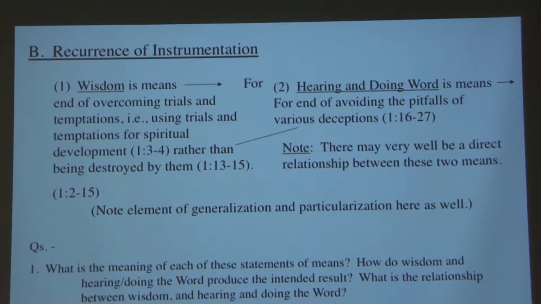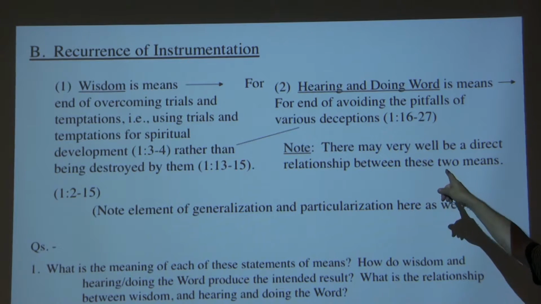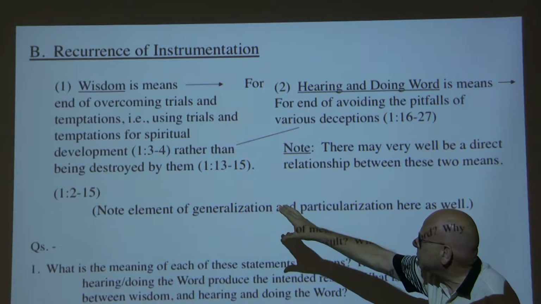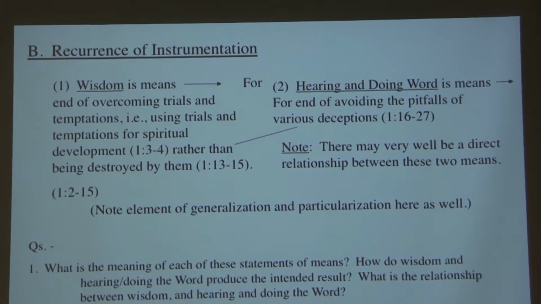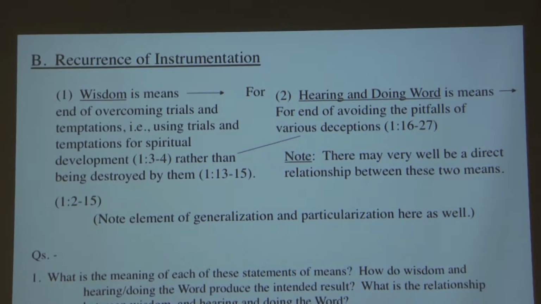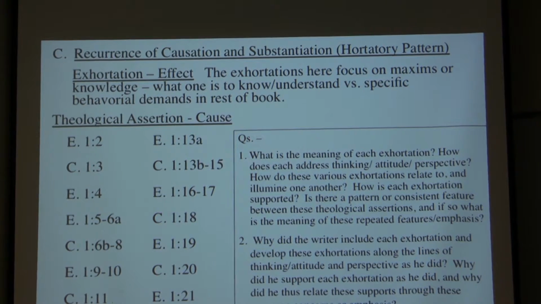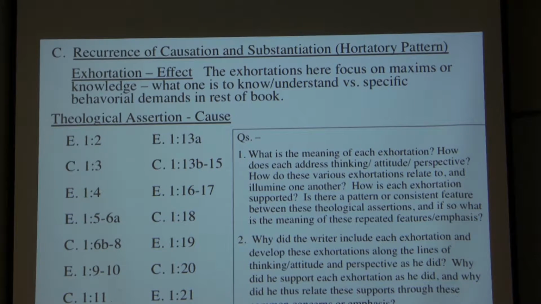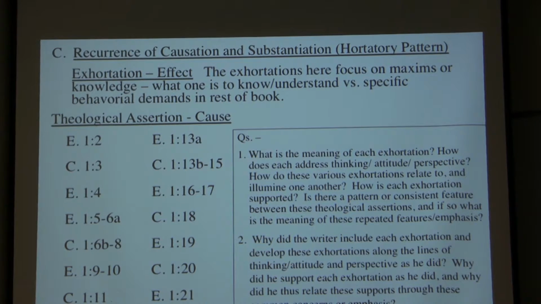Then, of course, hearing and doing the Word is the means for the end of avoiding the pitfalls of various deceptions. And, of course, there may be a connection between wisdom and the Word here, between this means, which is the dominant means in the first half of James 1, and this means, which is a dominant means of the second half of James 1. And again, we raise questions with regard to that. And then we also have here, really, as we mentioned before, the recurrence of causation and substantiation, the hortatory pattern. We note that the exhortations here really focus on maxims or knowledge, what one is to know or understand, versus specific behavioral demands that we have, really, in the rest of the book.